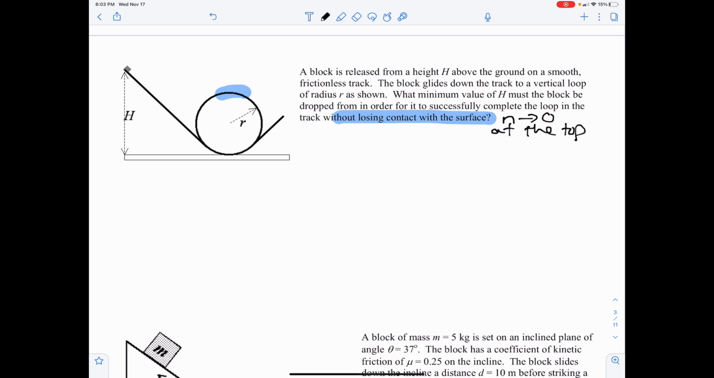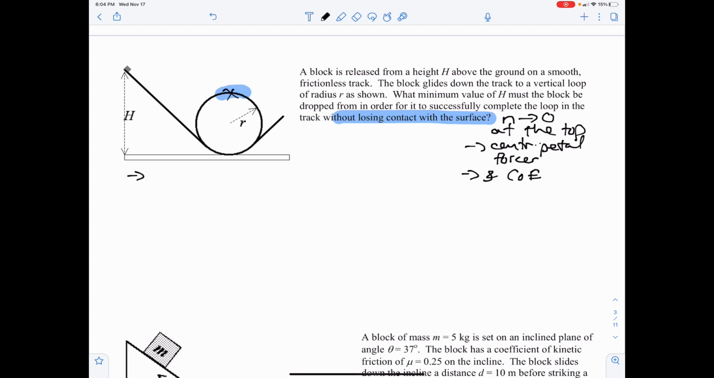Now, if we're talking the normal force going to 0 at the top, that's telling you that we're going to be using centripetal forces in this problem. Okay. Now, since the block is undergoing a change of height, change in speed, and conservation of energy, this is a two-part problem where we're using not only conservation of energy, but centripetal forces as well. So first thing I'm going to do is find the speed at the top of that loop, and we're going to use centripetal force to do it.